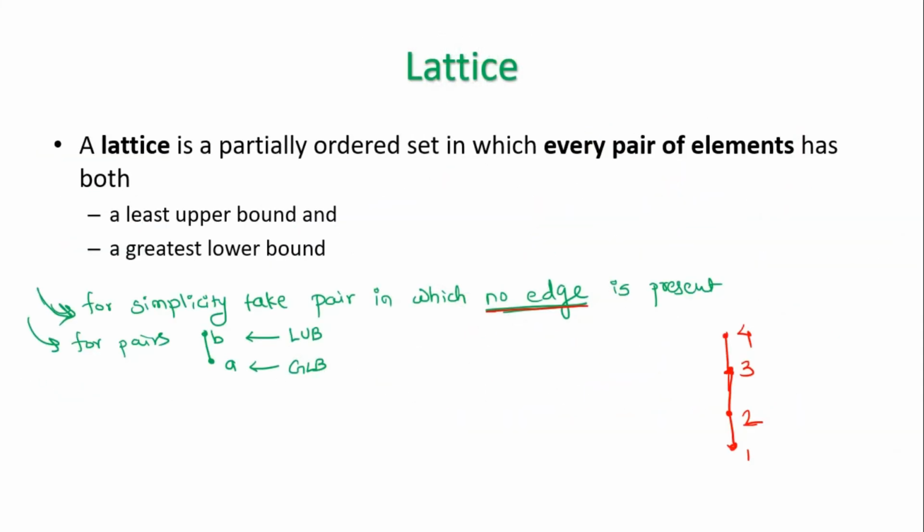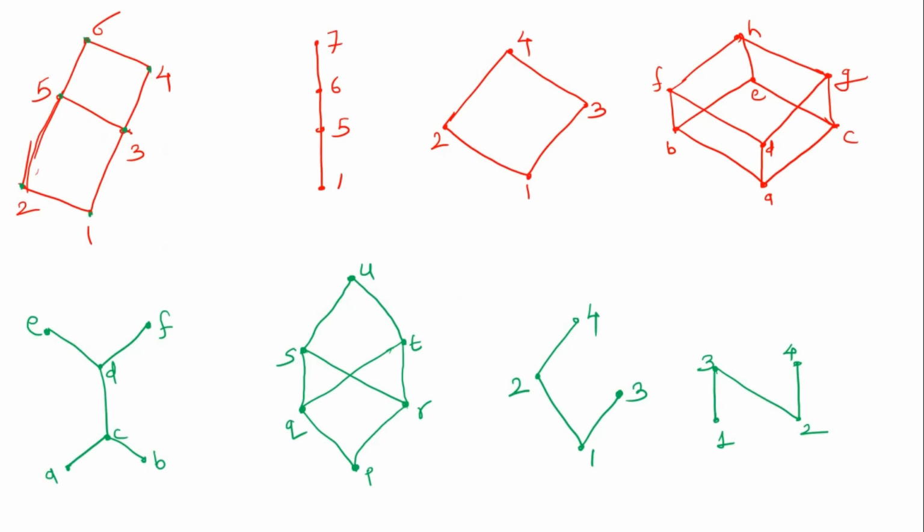A lattice is a partially ordered set in which for each and every pair of elements there is both a least upper bound and a greatest lower bound in your Hasse diagram; then that Hasse diagram is called a lattice. For simplicity, for any edge a, b, a is always your greatest lower bound and b is always your least upper bound for that subset {a, b}. So we should always consider two points or elements which are not connected by any edge to find whether it is a lattice or not.